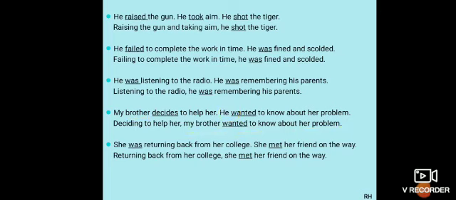Now she was returning back from her college. She met her friend on the way. So was returning and met. Now children again see the action verb return is in ing form only, returning. So I'll simply remove was and I'll even remove she. So it is returning back from her college. Replace full stop with a comma, capital S with small s. So it becomes she met her friend on the way.